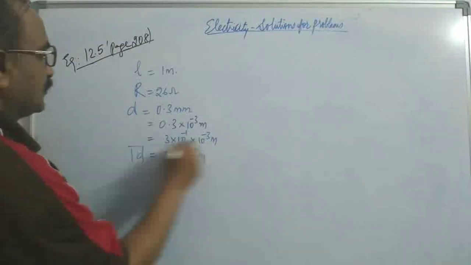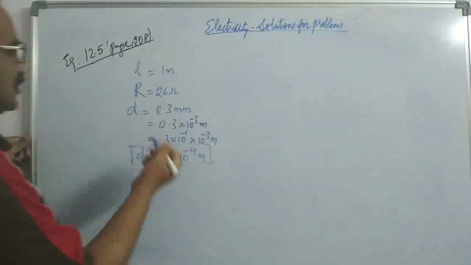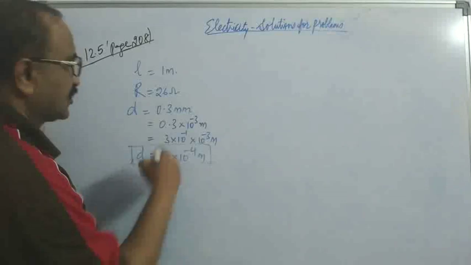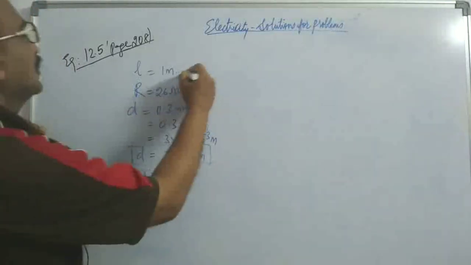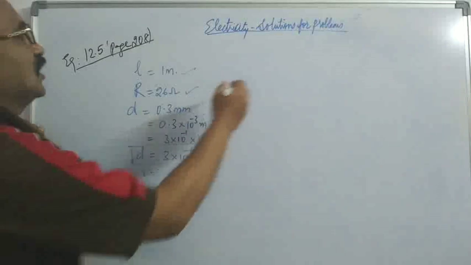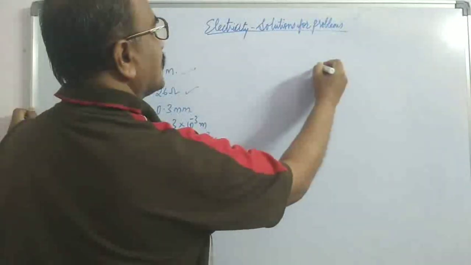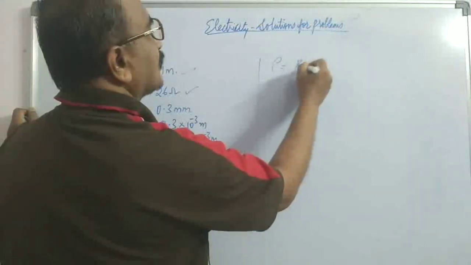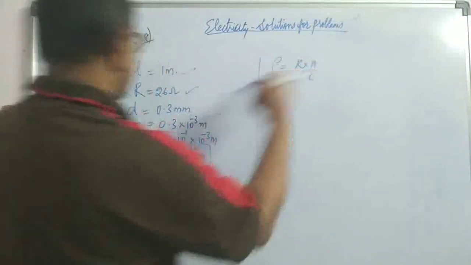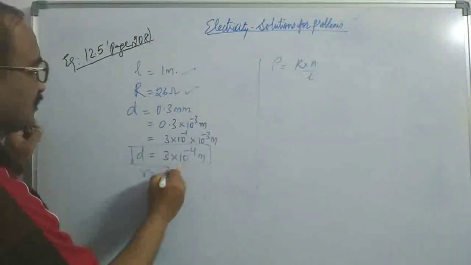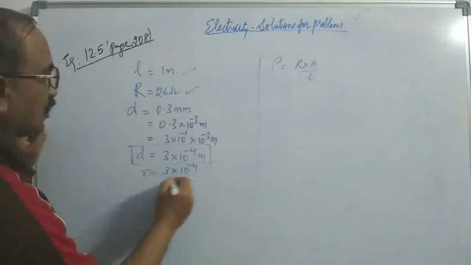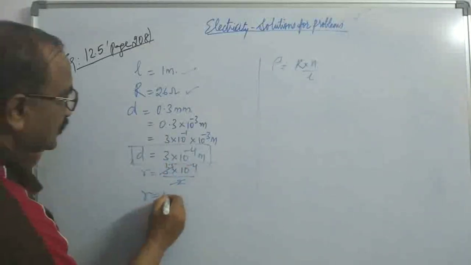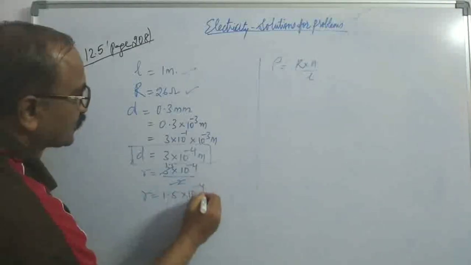So that's the diameter. Now what we have to do, children, is calculate the radius of this wire, because we'll calculate the area. So we have the length, we have the resistance. We are calculating resistivity. Resistivity is R times A by L. We don't have the area, so we are calculating the area here. 3 times 10 power minus 4 divided by 2 will become 1.5. So radius is equal to 1.5 times 10 power minus 4 meters.